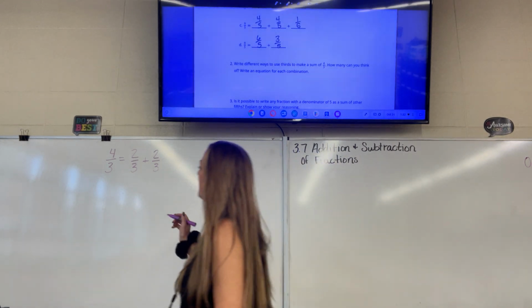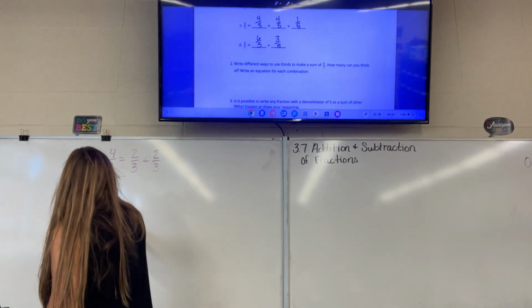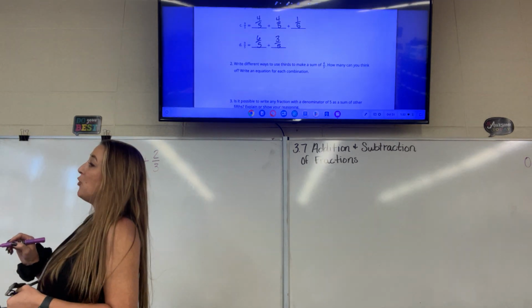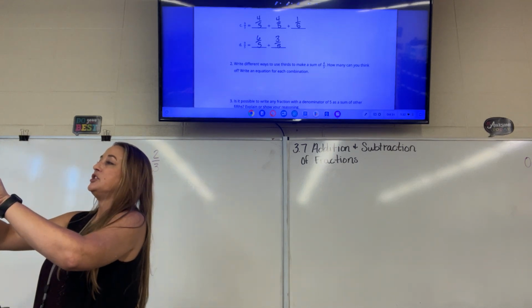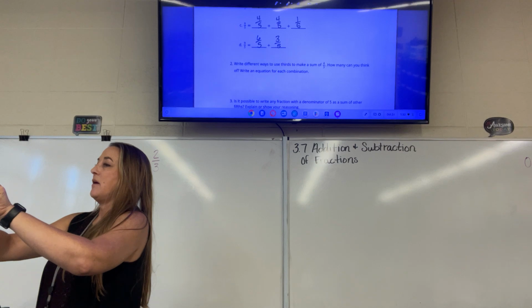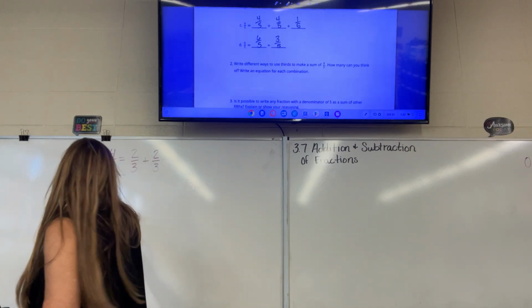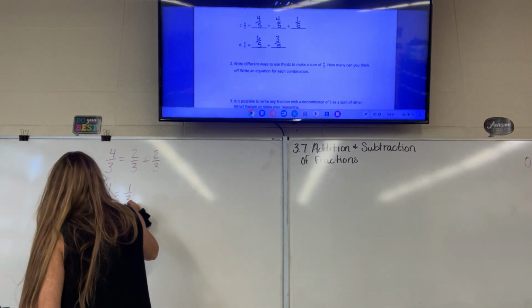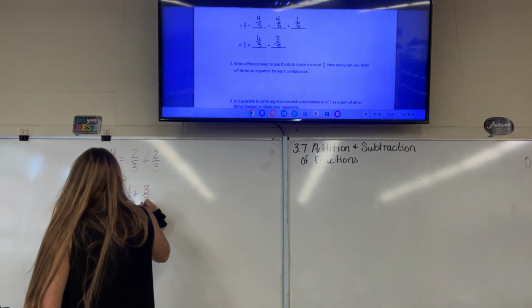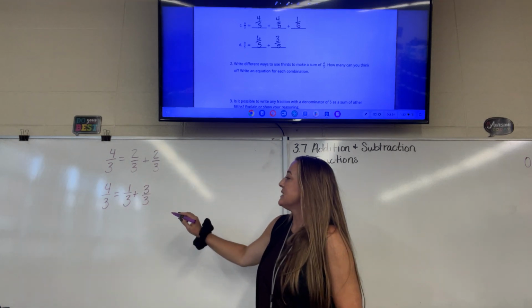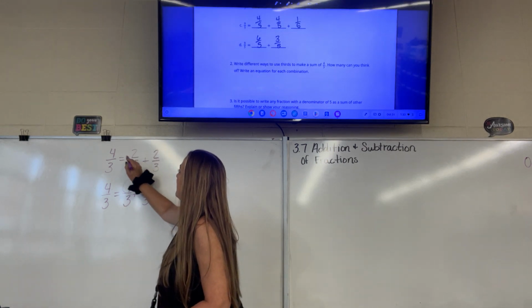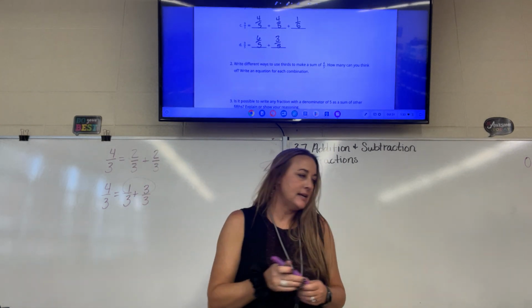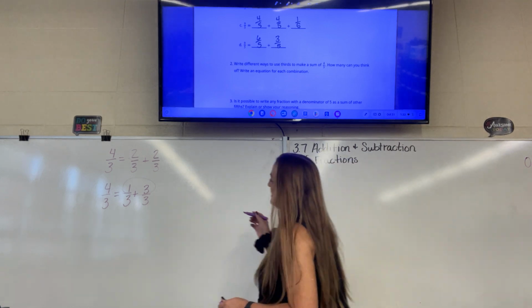What's another way to do it? Macy? 2/3 plus 2/3. Is 3 plus 2 equal to 4? 1/3 plus 3/3. There you go. The denominators are going to be the same, but you have to make sure the top numbers add up to be your numerator. Does that make sense? So yes, we're going to write all these down.